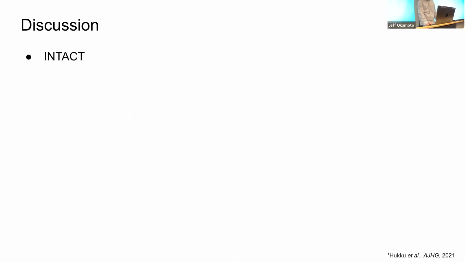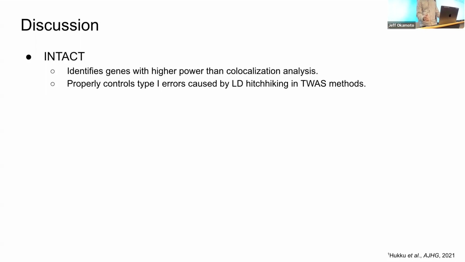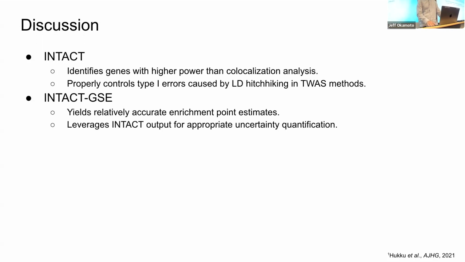All right, so just a little bit of wrapping up and conclusion here. We saw that INTACT identified genes with higher power than colocalization analysis and properly controlled FDR, properly controlled the type 1 errors that might have been induced by LD hitchhiking. And for INTACT-GSE, we saw that this was relatively accurate compared to that 2-stage approach, probably because it leveraged the INTACT output for the uncertainty quantification.